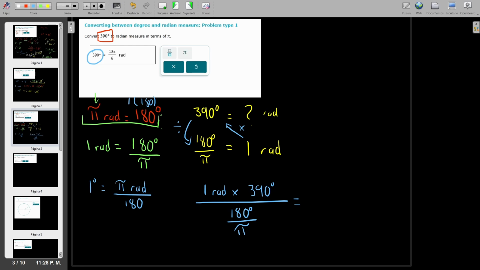I can put all of that in my scientific calculator. That's why you need your calculator. 1 times 380 over 180 over pi.